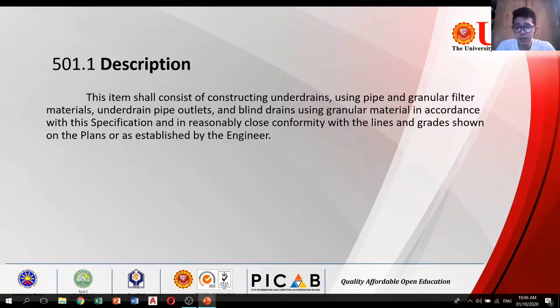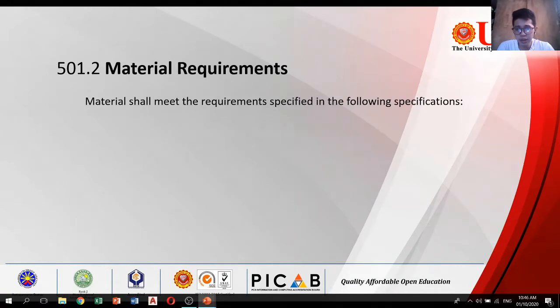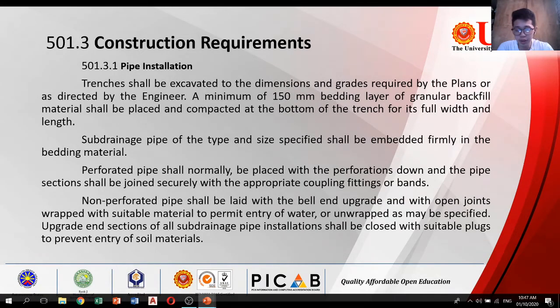Description: this item shall consist of constructing underdrains using pipe and granular filter materials, underdrain pipe outlets, and blind drains using granular materials in accordance with this specification and in reasonably close conformity with the lines and grades shown on the plans or established by the engineer. Material requirements: material shall meet the requirements specified in the following specification. You can still see it in my written reports, the requirements for each material, whether it passes and which is suitable to use.